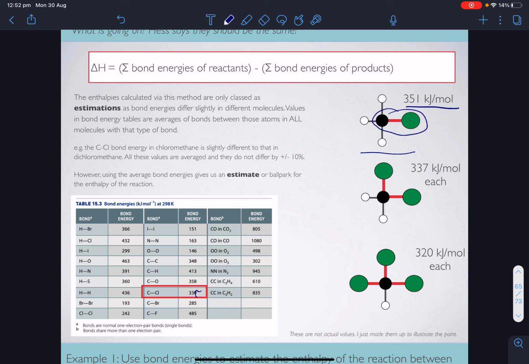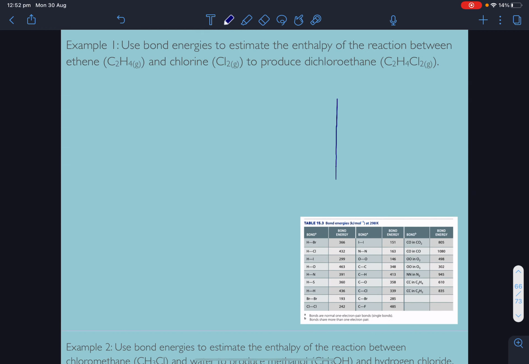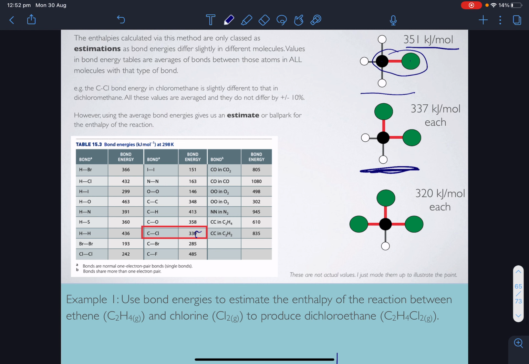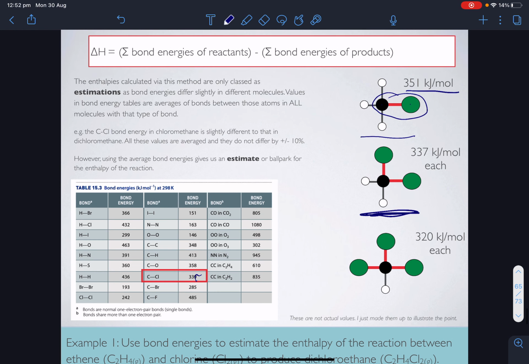Here now I've got 2 of them underneath it. I've changed it slightly, and each one of these bonds is less. It's 337 kilojoules per mole each, not 339. And here, in this one, I've got 3 of them, and they're 320 each. So it differs slightly depending on the atoms around it. And there's no way to calculate it. We need to measure it.